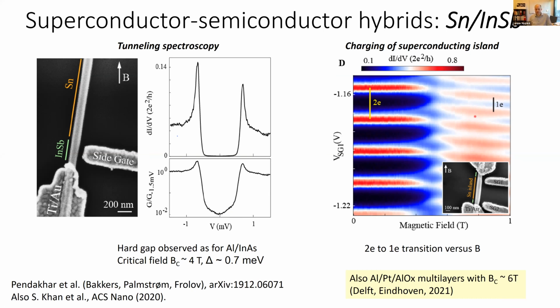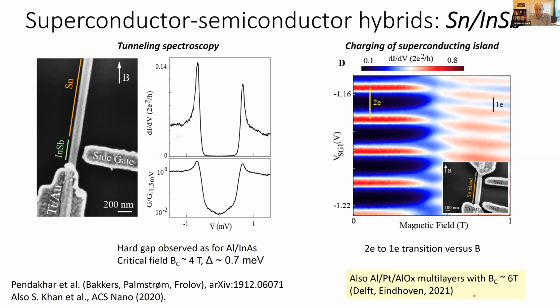So the superconducting features are strong. But it has a complication: there are two phases, alpha and beta, and only one of them is superconducting, which makes some of the features in spectroscopy a bit more uncertain. There are other evolutions in this area, and also interesting work recently from the groups in the Netherlands on aluminum platinum multilayers.